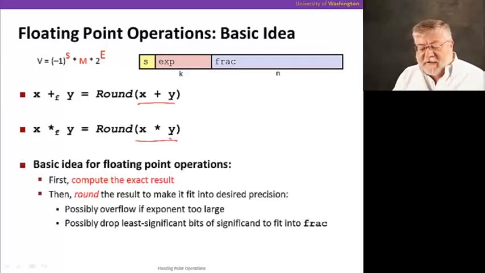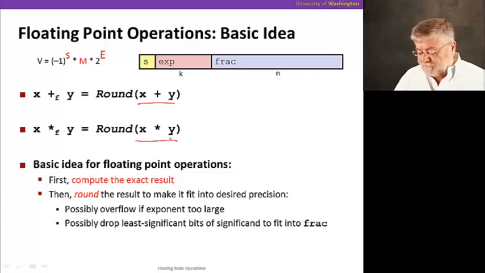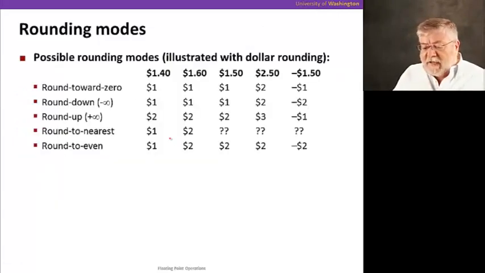So the basic idea then for floating point operations is to first compute that exact result and then round to make the result fit into the desired precision. We might have possible overflow if the exponent is too large, and we might have to drop some least significant bits in the significand if our fraction gets too long. For example, if we do an addition between two numbers of very different exponents. Okay. So that's the basic idea.